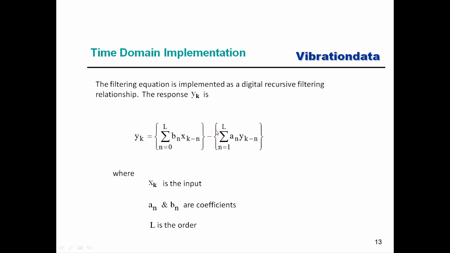Now the second term, with the minus, is the recursion part of the filtering. So the A sub n are the coefficients for the recursive term. Recursion is just a fancy way of saying that the response at any given time point depends in part on the responses at previous time points. And this is the feedback loop. This is why our filter is going to be an infinite impulse response filter. And that feedback loop is desirable for stability.